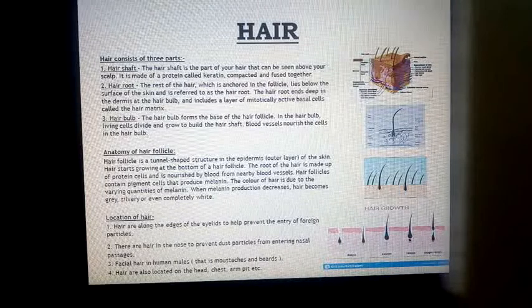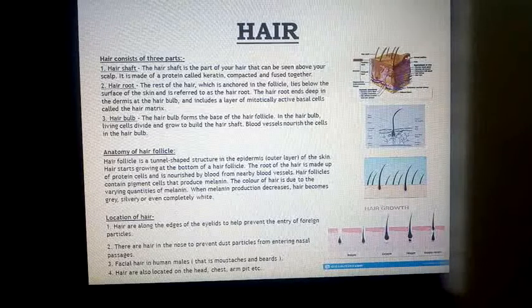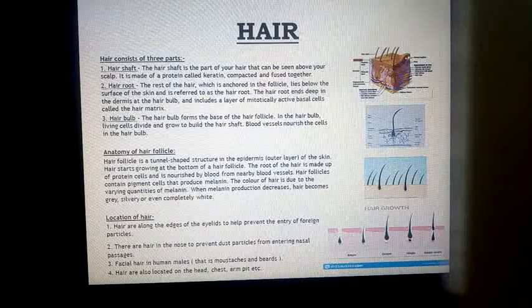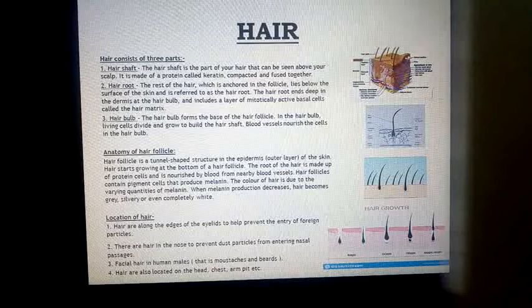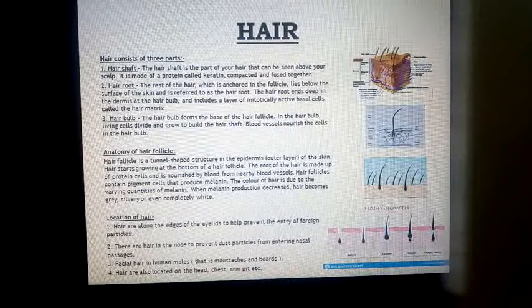Hair consists of 3 parts. Hair shaft. The hair shaft is the part of our hair that can be seen above our scalp. It is made up of a protein called keratin, compacted and fused together. Hair root. The rest of the hair, which is anchored in the follicle, lies below the surface of the skin and is referred to as the hair root.